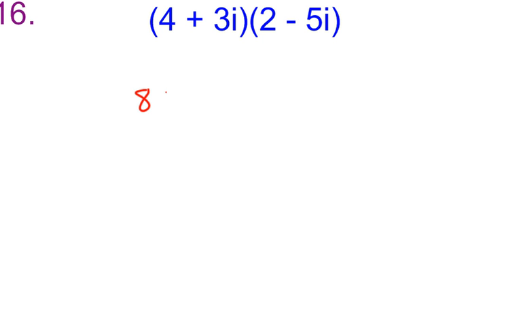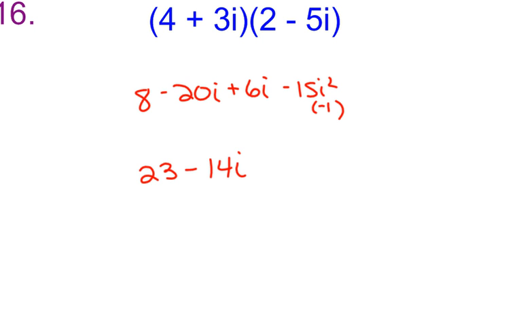So this would be 8 minus 20i plus 6i minus 15i squared. i squared is still negative 1. So I would have actually 8 plus 15, which is 23. And then minus 14i. Final answer.